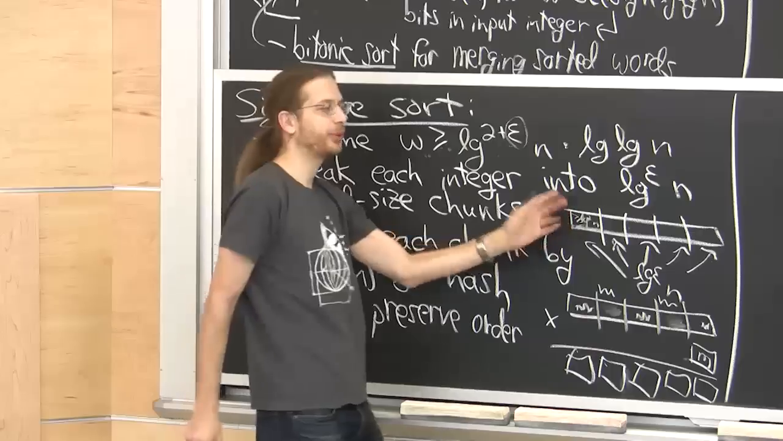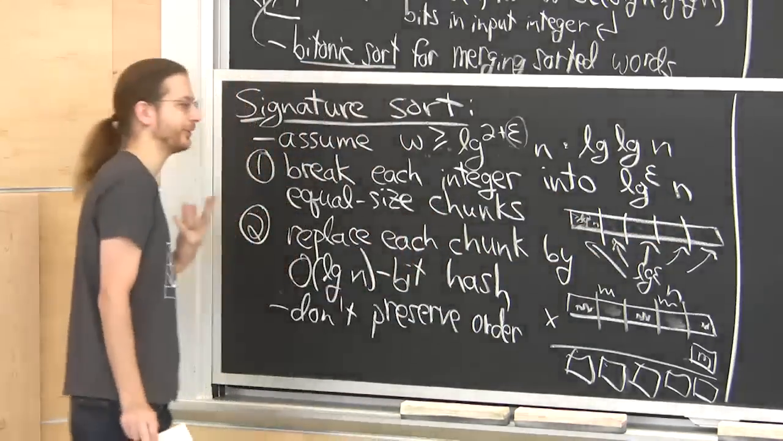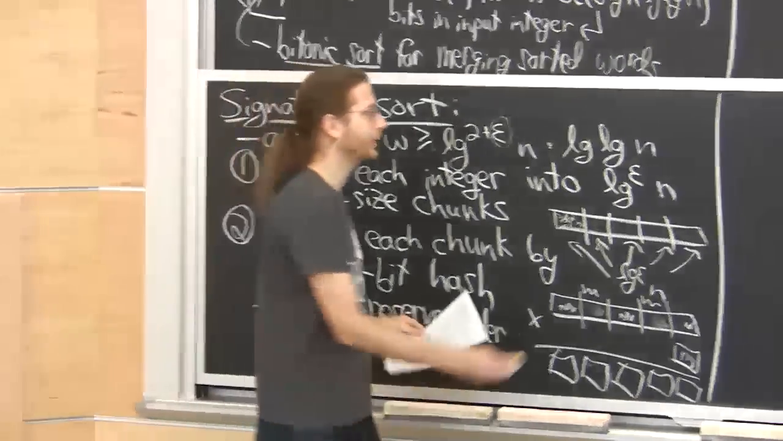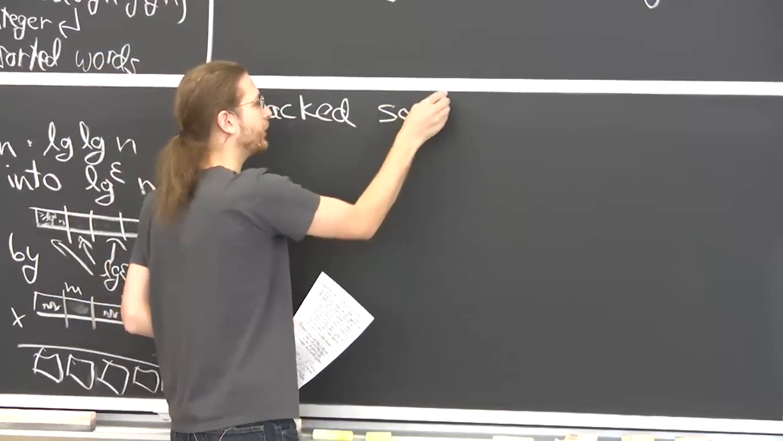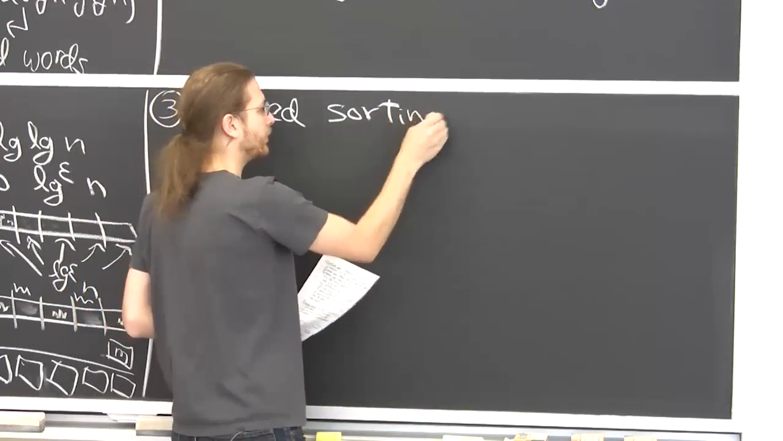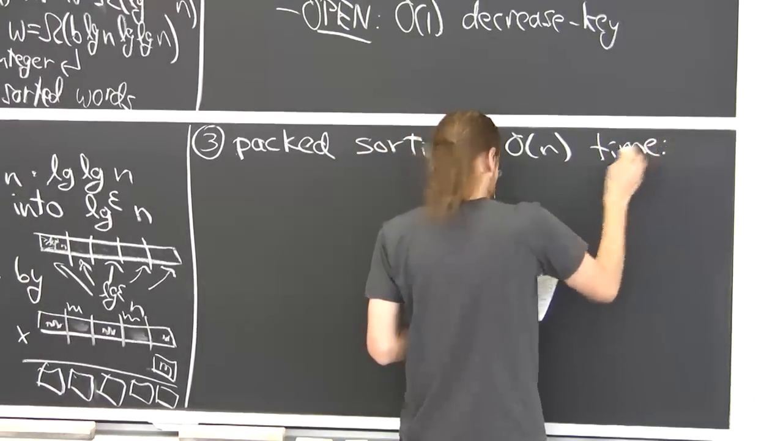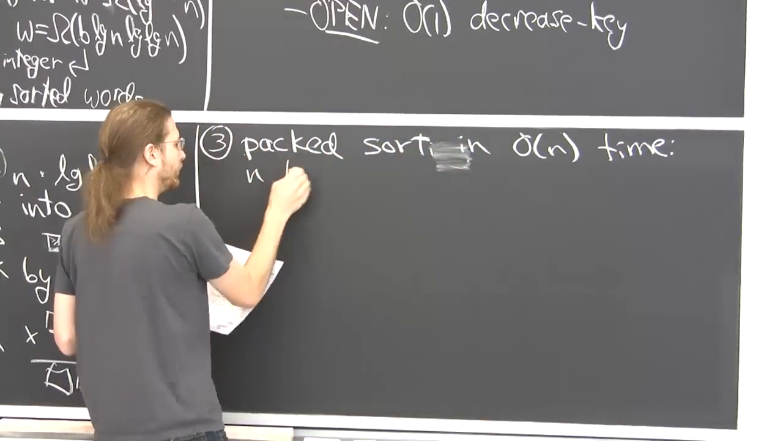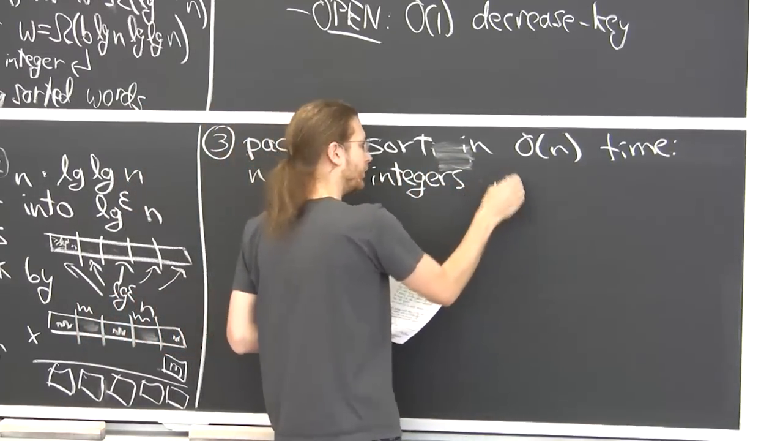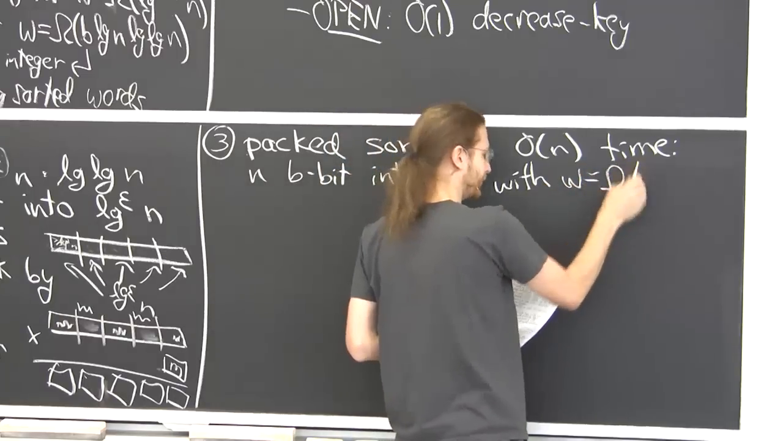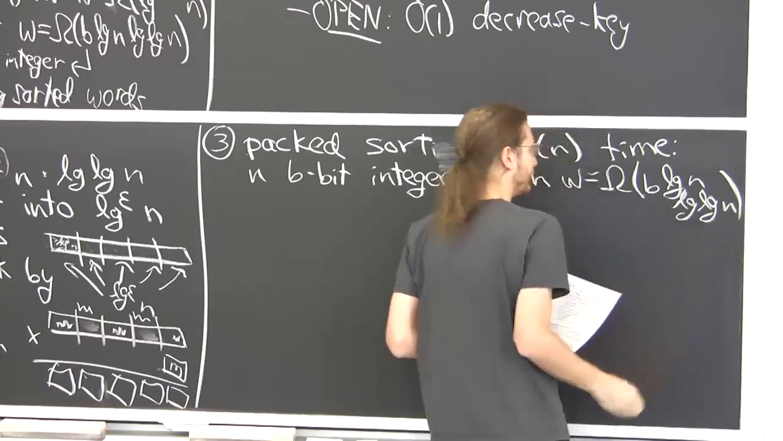Right, so each digit has been mangled. Each digit is out of order. But of course, the sequence of digits has been preserved in some sense. All right, so what? Well, at this point, we can use pack sorting to sort what remains. In general, pack sorting can sort n b-bit integers, provided b is small, so w is at least b log n log n. That's the theorem of pack sorting.